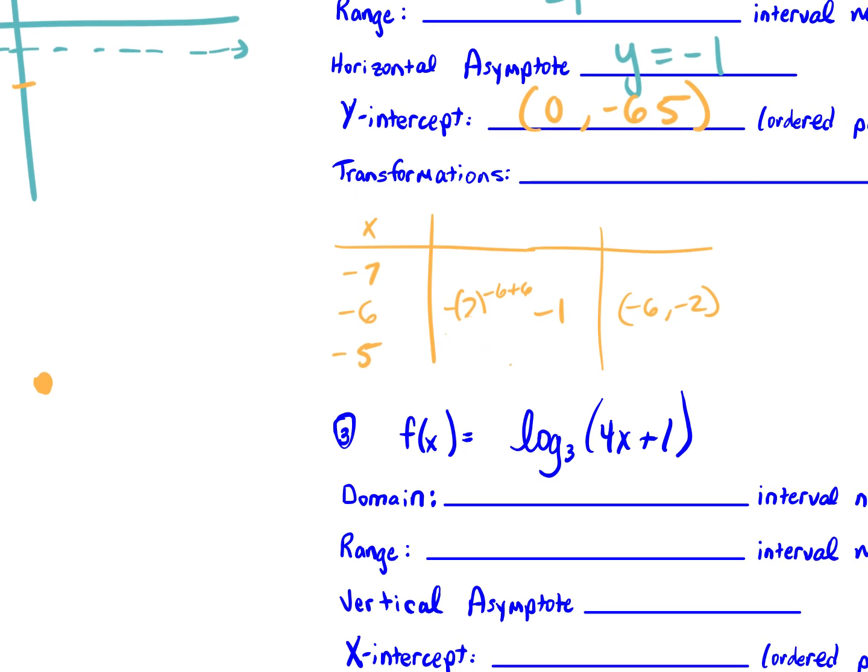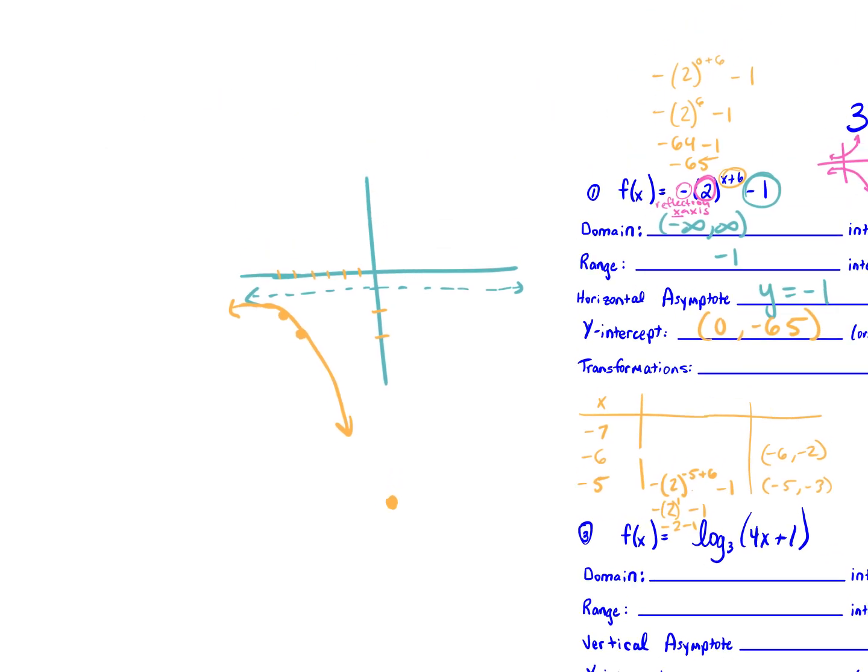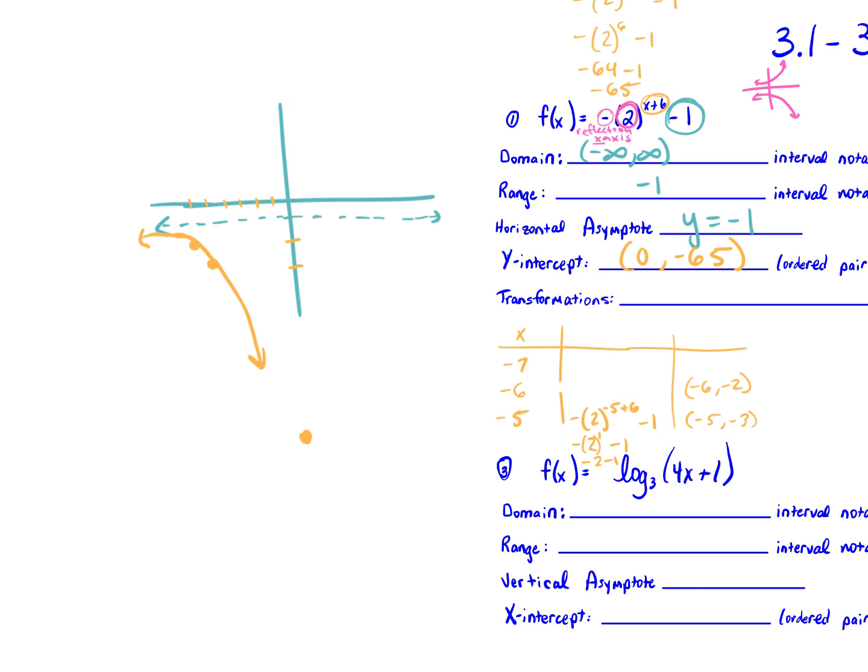All right, let's plug in negative 5. So negative 2 to the power of negative 5 plus 6 minus 1 would be negative 2 to the power of 1 minus 1. So this would be negative 2 minus 1 would be negative 3. So negative 5 comma negative 3. So we're going to go to the left to negative 5, down to negative 3, which should be there. Plug in one more point to get a better idea, but this would be what our graph looks like. Remember, at 0, we're going to be at negative 65, so it'll be way down there. But this is an idea of what it looks like.